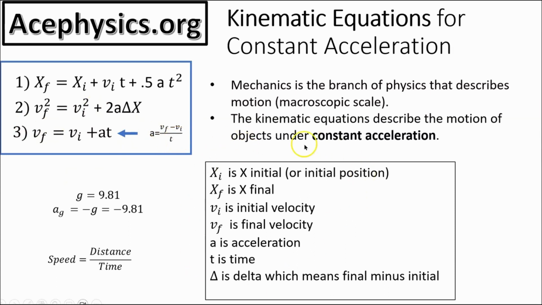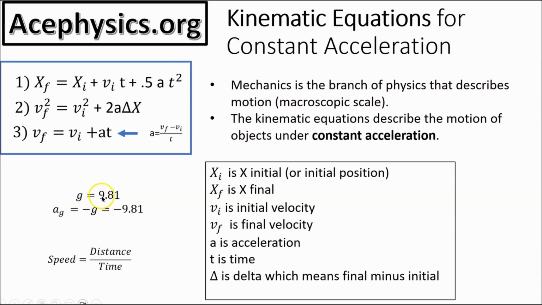Here are what each one of the variables is. xi stands for x initial, it's the initial position. xf stands for x final, it's the final position. vi is the initial velocity. vf is the final velocity. A stands for acceleration. T is time. Delta is final minus initial.